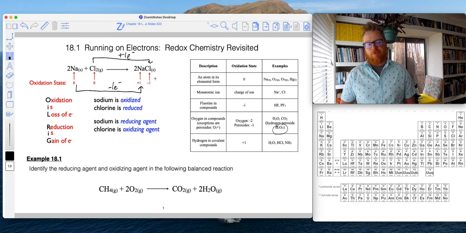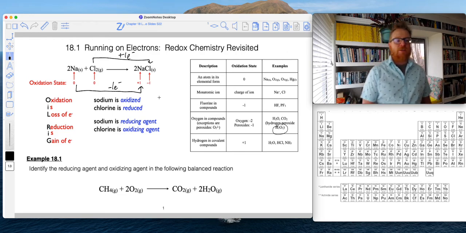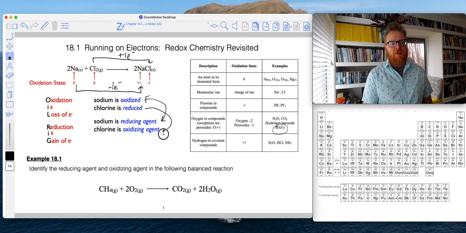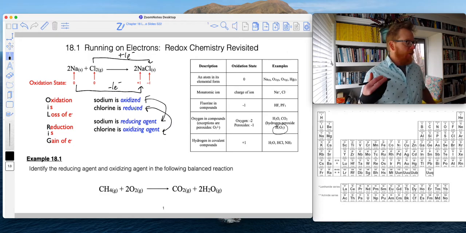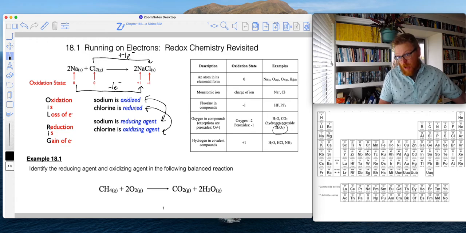an electron, okay? So we say sodium is oxidized, chlorine is reduced, and if you recall then, that means that sodium is the reducing agent, and chlorine is the oxidizing agent, right? So they're the opposite because really you have to think of it as, well, if sodium is oxidized, who did the oxidizing? Well, chlorine did, okay? And if chlorine is reduced, who did the reducing? Sodium did.